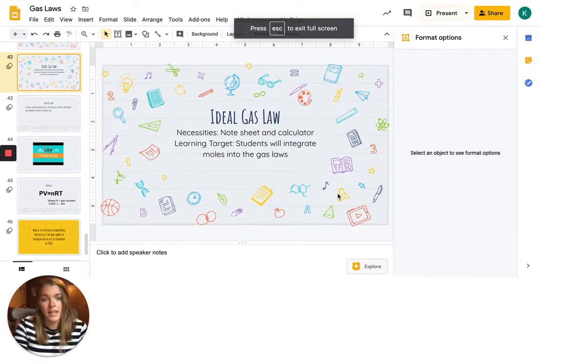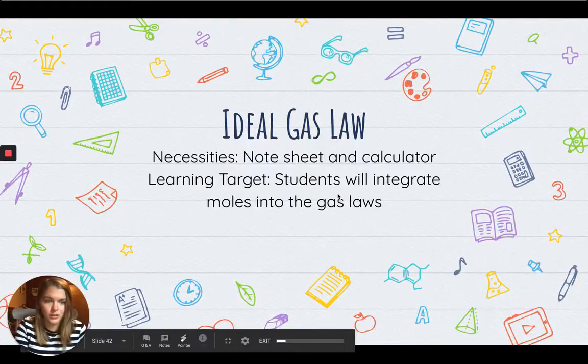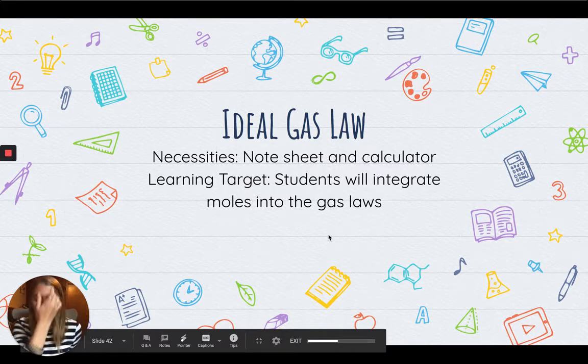Looking at the ideal gas law, like I said, today you will need just your note sheet that we've been working on and also a calculator. We're going to be integrating moles today into our gas laws. So, one more step on how to finish the gas laws.